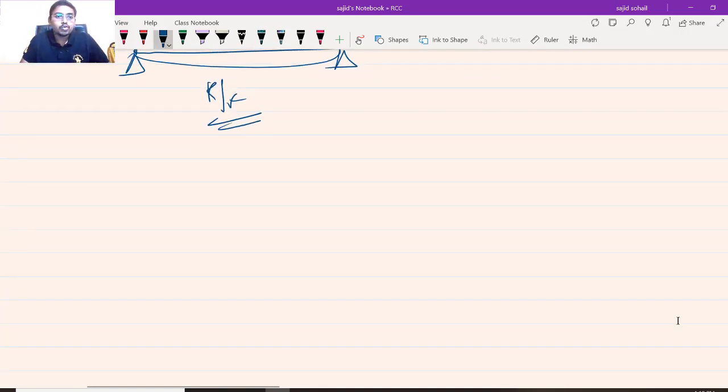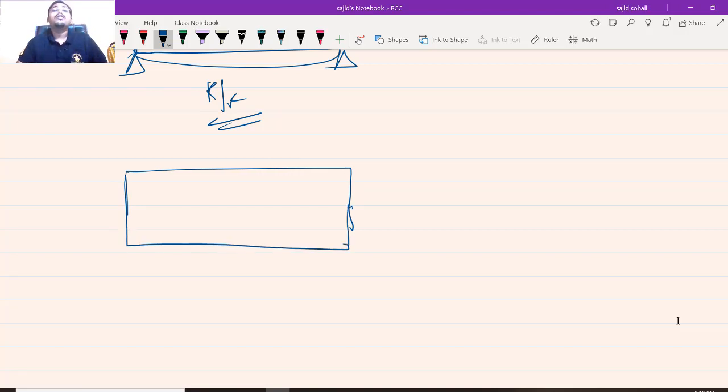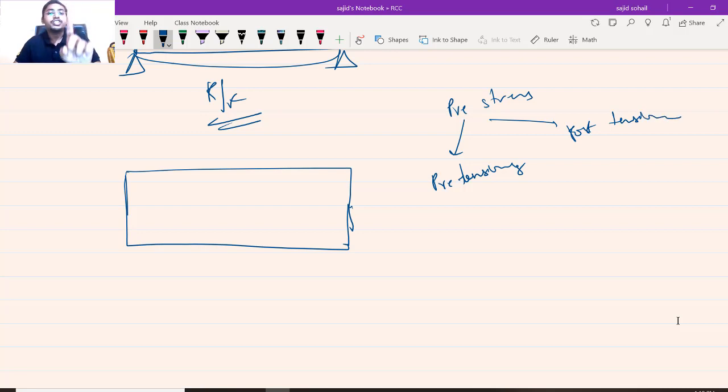Now, there are two ways I taught you to introduce this pre-stressing. One is pre-tensioning. The second one was post-tensioning. In pre-tensioning, what you used to do? You used to stretch the wire first.